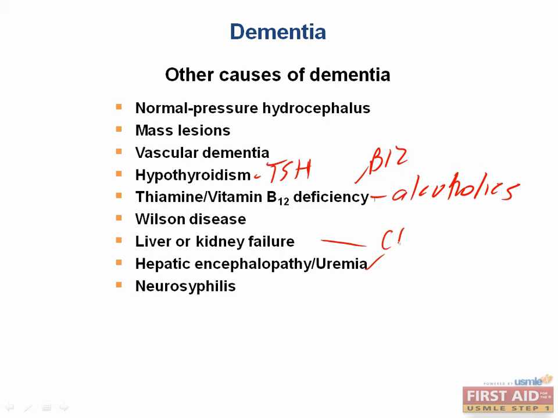Liver or kidney failure, you might want to send your electrolytes, get your Chem 7. And lastly, neurosyphilis, maybe you want to send VDRL.